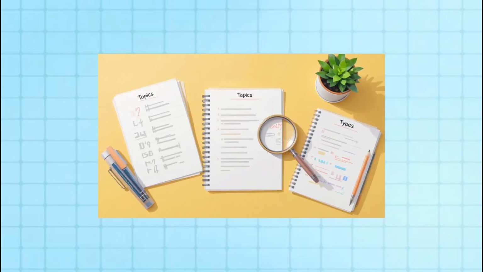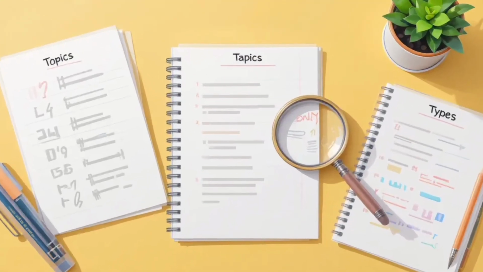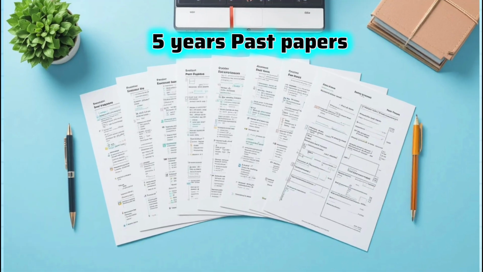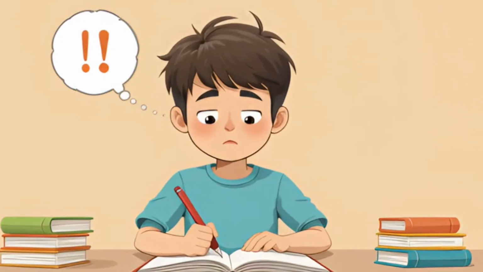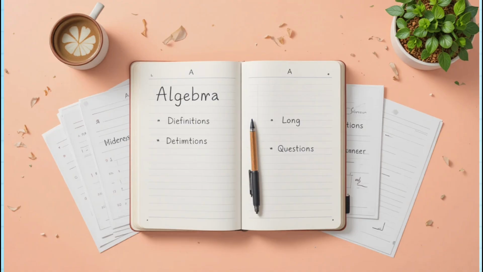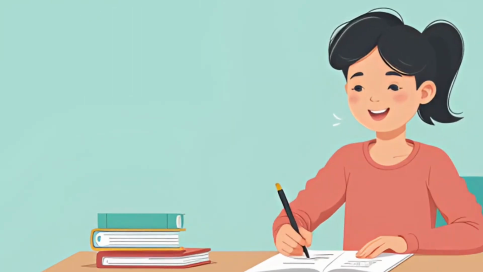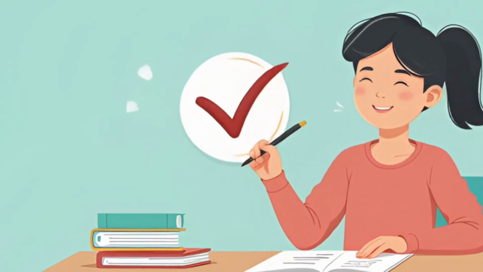Step 1 is to not start by solving, but by analyzing. Take at least 5 years of past papers and go through each paper slowly. For every question, write its topic in a notebook, whether it is algebra, diagrams, definitions, or long questions. After analyzing a few papers, you will start noticing patterns. Some topics appear again and again, while others rarely show up. This gives you a clear direction and helps you focus on what actually matters most.